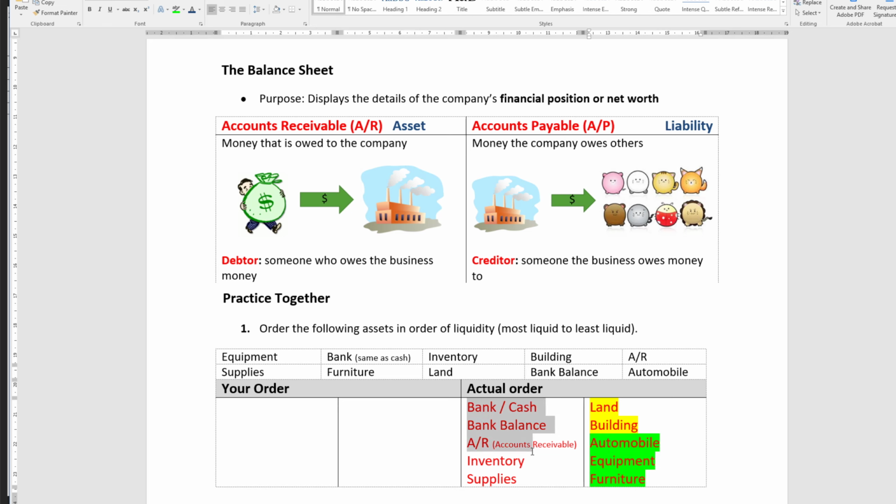The more important ordering is here. This is non-negotiable. This has to be the order for assets. So you may have to memorize this order. So I would just make a star or a note that you need to memorize this. Or if you practice it enough, then you've already memorized it. So remember the assets because that's the hardest part of the balance sheet.